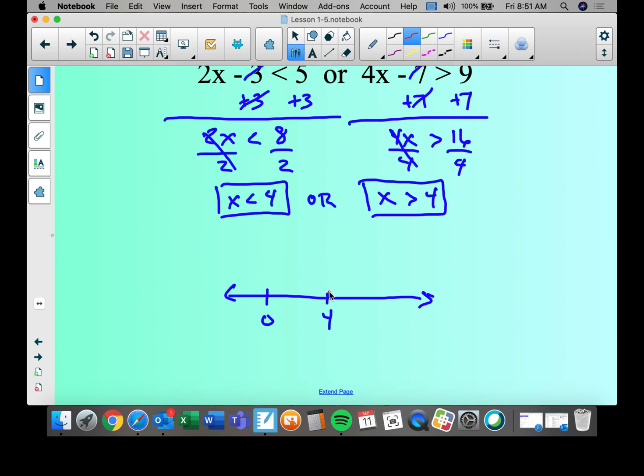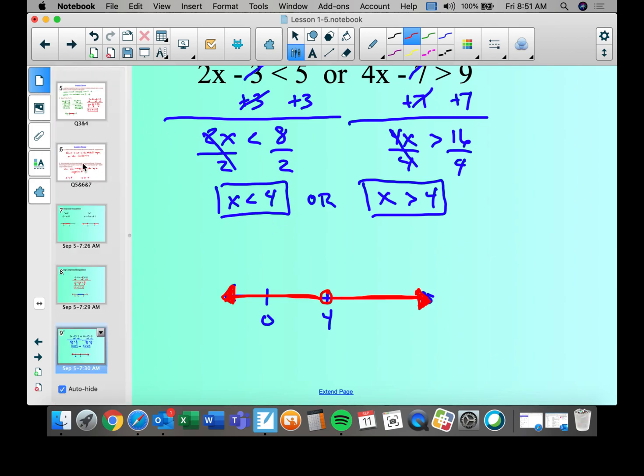So I'm going to put an open circle at 4, shade all of the numbers that are less than 4, and the arrow keeps going. And then I'm going to also shade all of the numbers greater than 4. So the answer to this problem is actually all real numbers except for 4. 4 is the only thing not included in our solution.